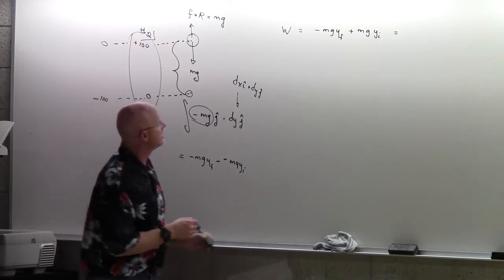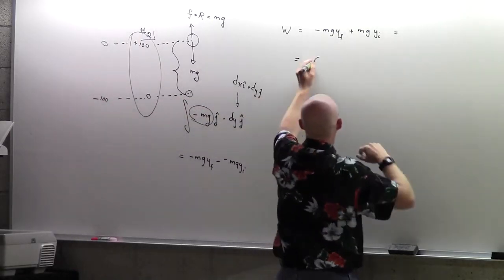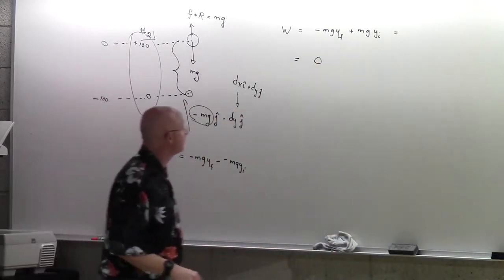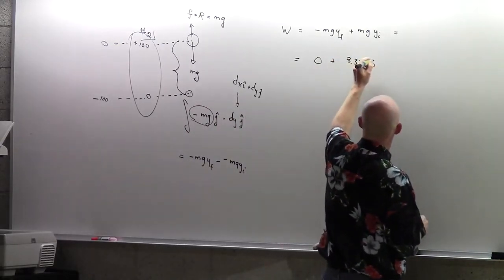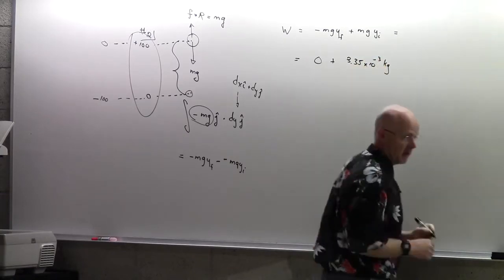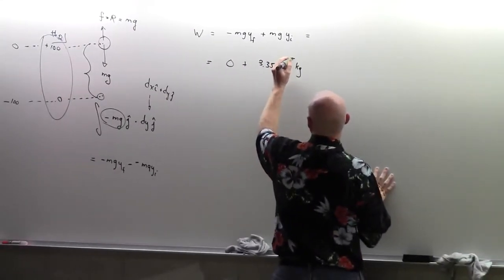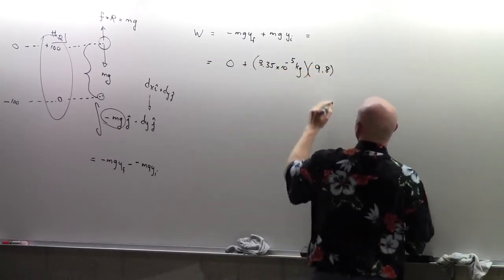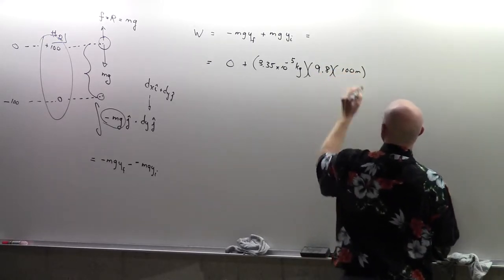Let's do this. And so when I come over to here, I would say then that right here I have 0. Because I'm saying the final is 0. And then I would have, did I read 3.35 times 10 to the minus something? 5, okay. So I got a little error here, so let me fix that. So 3.35 times 10 to the minus 5. I've got 9.8 for my G, and I've got an initial height of 100.